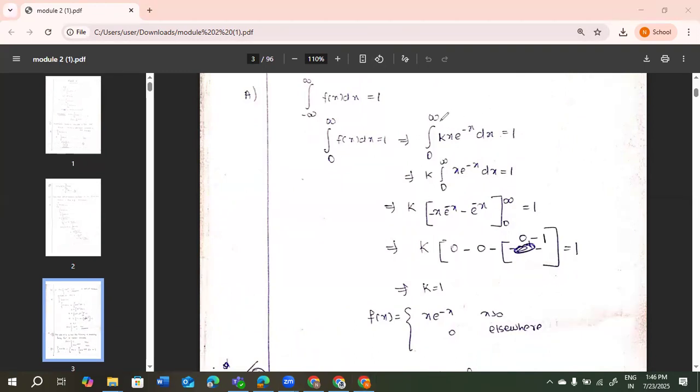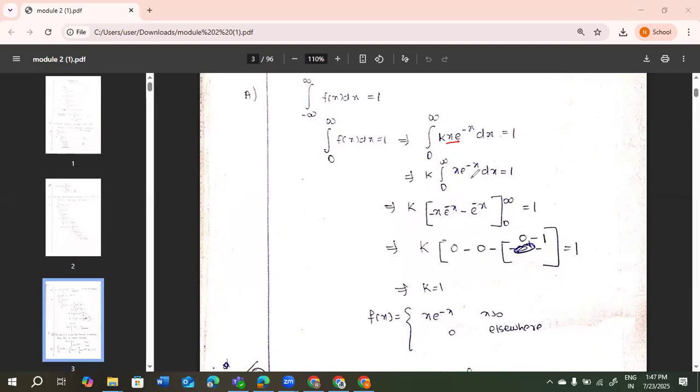Here we have only the limit from 0 to infinity because for x less than or equal to 0, the function is given as 0 elsewhere. So no need of looking for that. Just look only at x greater than 0. So integral 0 to infinity, kx e raised to minus x dx equal to 1. Now, the next step is you take the k outside. Okay, that is x into e raised to minus x.